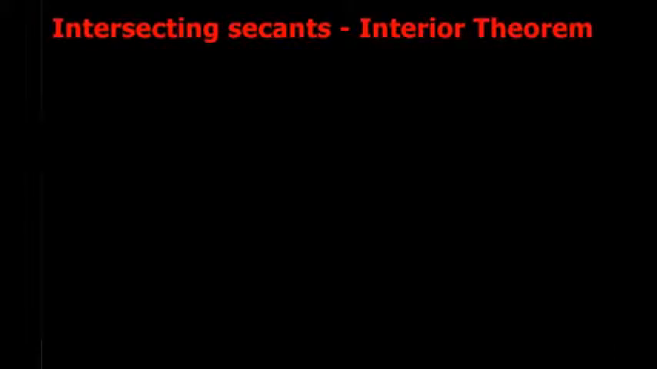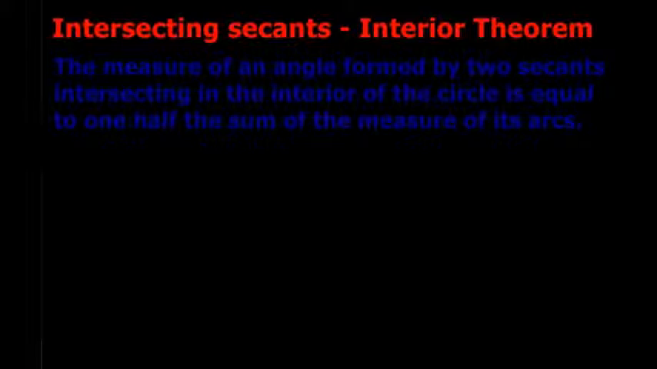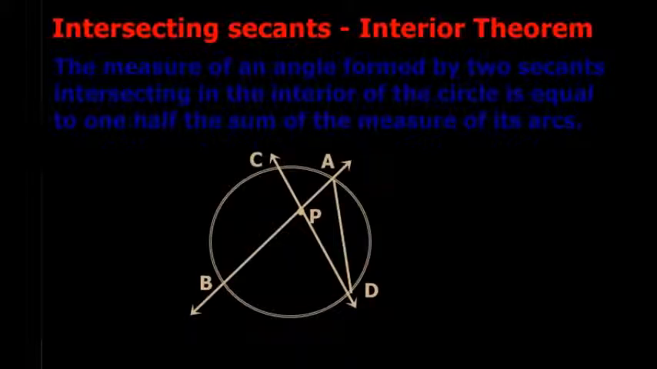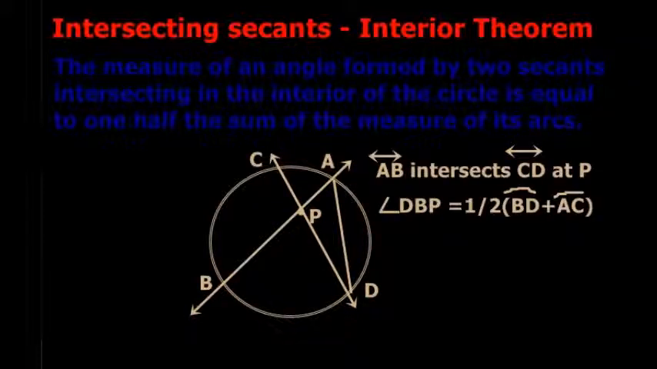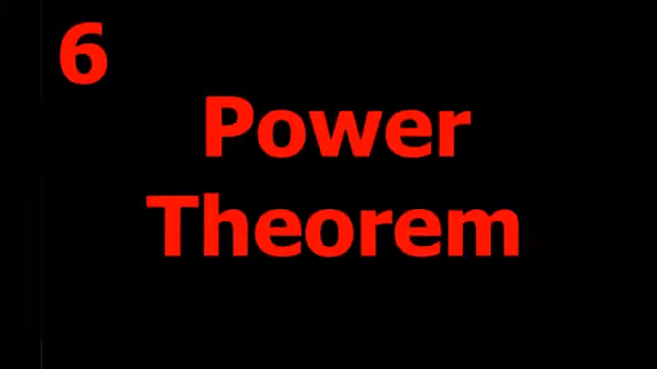Intersecting secants. The measure of an angle formed by two secants intersecting in the interior of the circle is equal to one half the sum of the measures of its intercepted arcs. Line AB intersects line CD at P. Angle DBP equals one half of arc BD plus arc AC. 6. Power theorem.